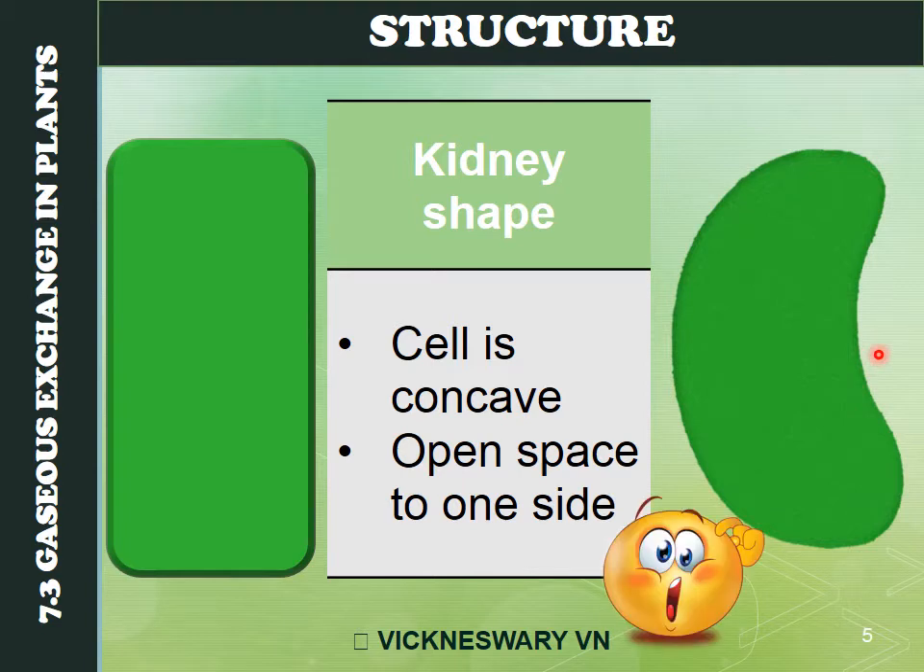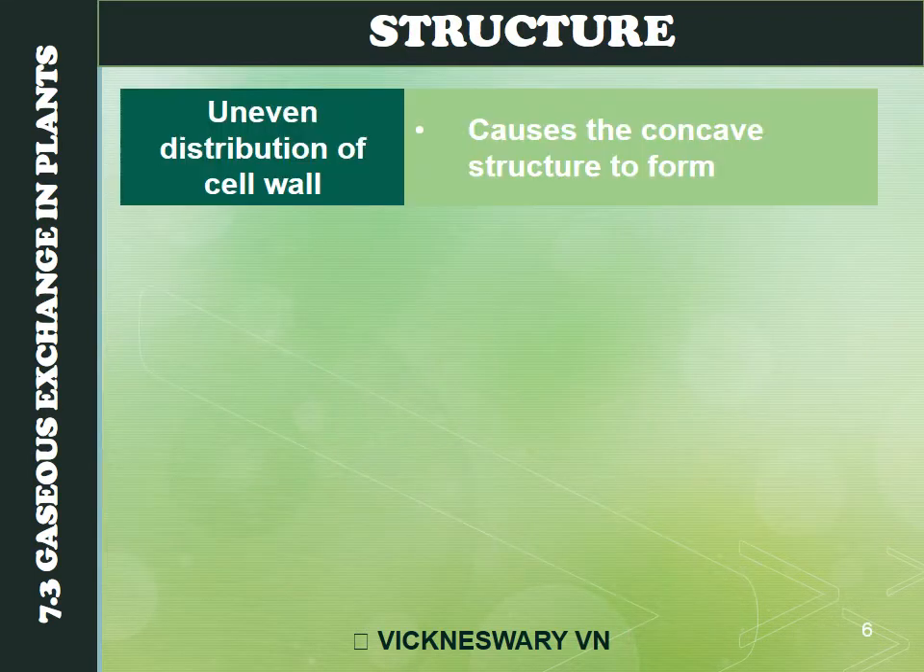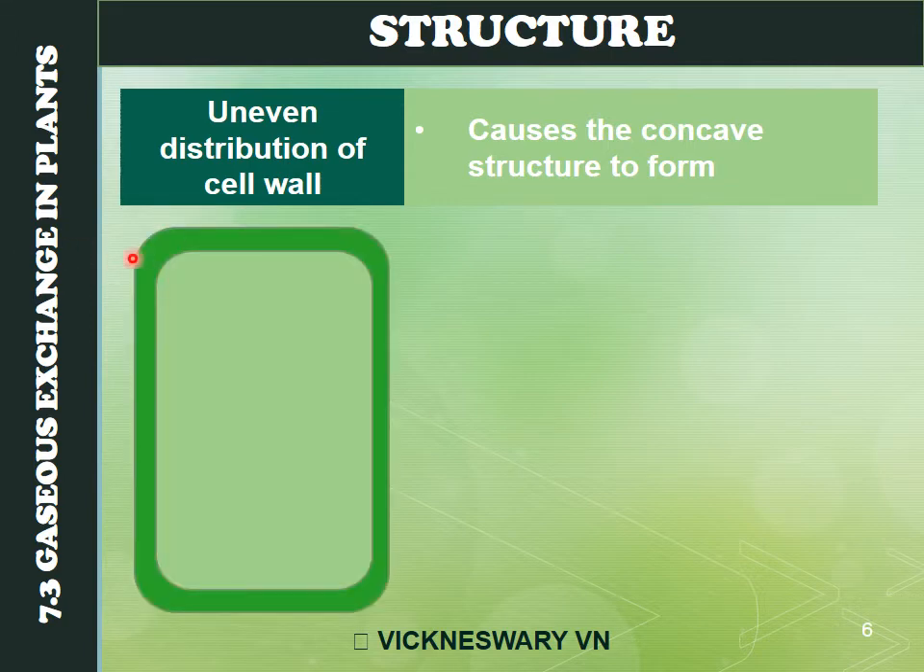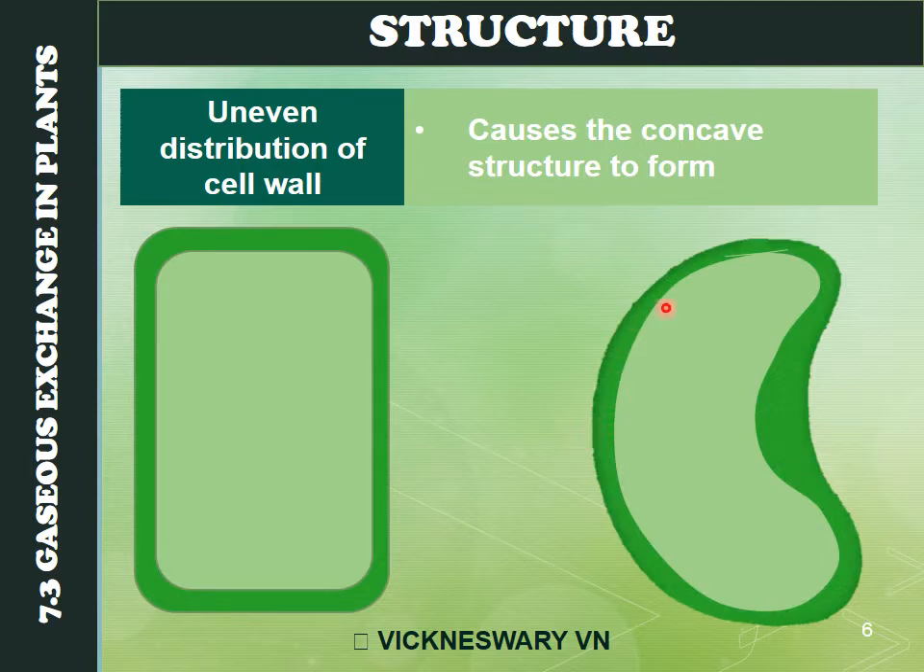How does the guard cell take this shape? We see the reason is due to the uneven distribution of the cell wall. Normally, plant cells have a regular width of cell wall. But in the case of guard cells, you find the outer wall is thin, whereas the inner wall is thick. The difference in this thickness causes the concave or kidney structure to form.